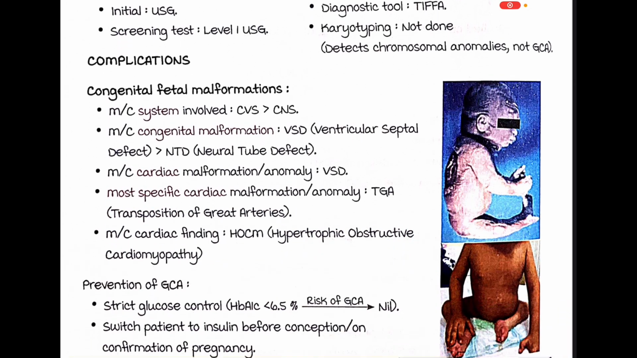Complications: congenital fetal malformations. Most common system involved is cardiovascular system, more than CNS. Most common congenital malformation is ventricular septal defect, more than neural tube defect. Most common cardiac anomaly is ventricular septal defect. Most specific cardiac anomaly is transposition of great arteries. Most common cardiac finding is hypertrophic obstructive cardiomyopathy.